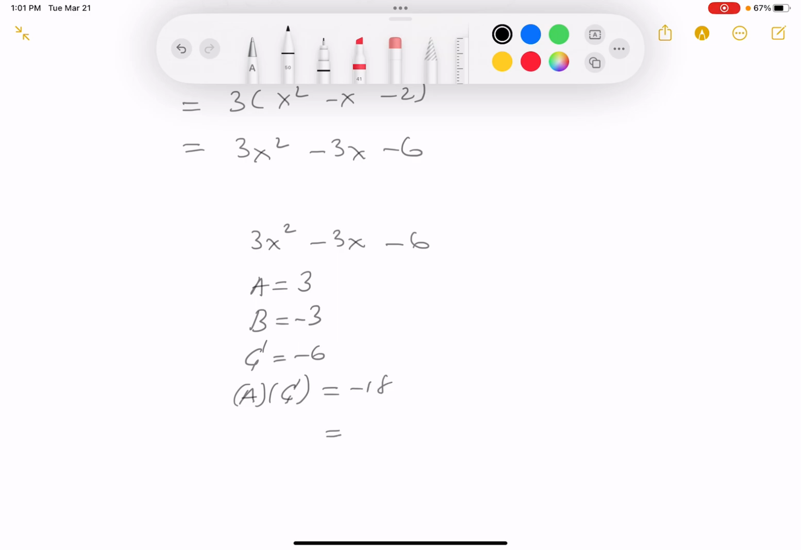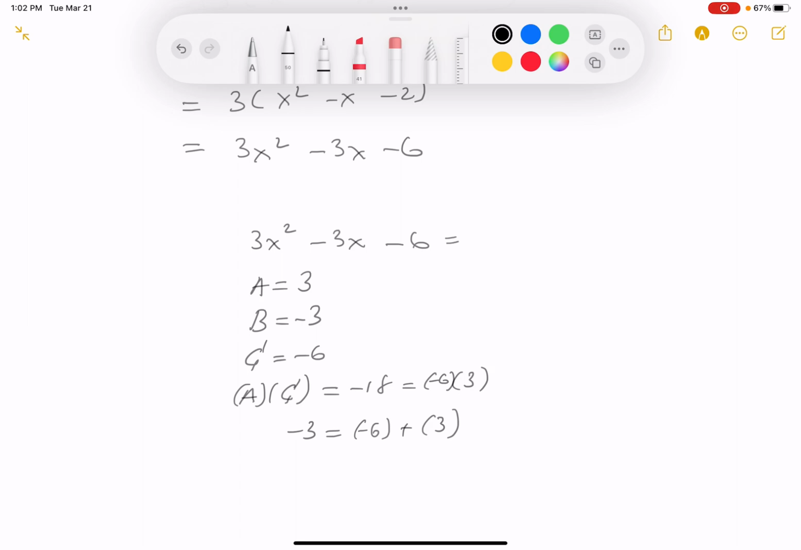What am I looking for? Two numbers that multiply to minus 18, but those same two numbers add up to the B number, which is minus 3. Well, looking at it, I'm going to say 6 and 3. Now, I didn't get the signs yet, though, but I'm going to say 6 and 3. What's it going to be? Minus 6 plus 3. All right? Minus 6 times 3 is minus 18. Minus 6 plus 3 is minus 3.